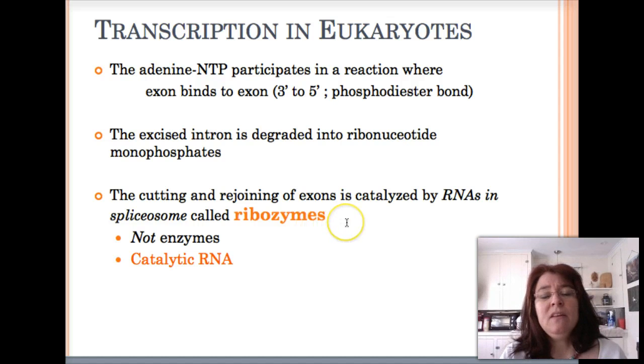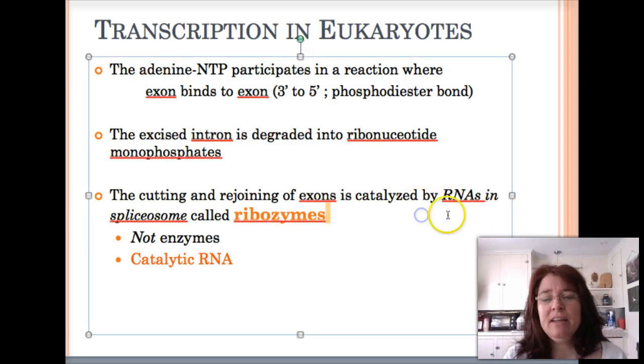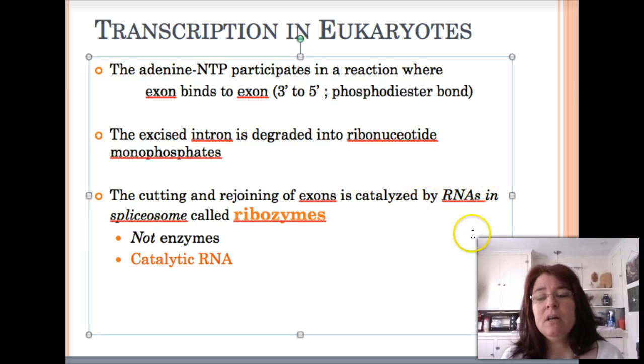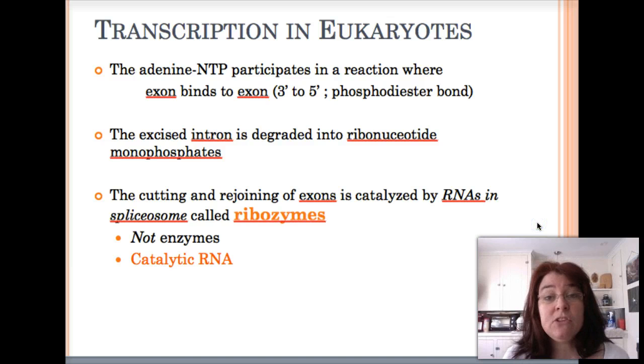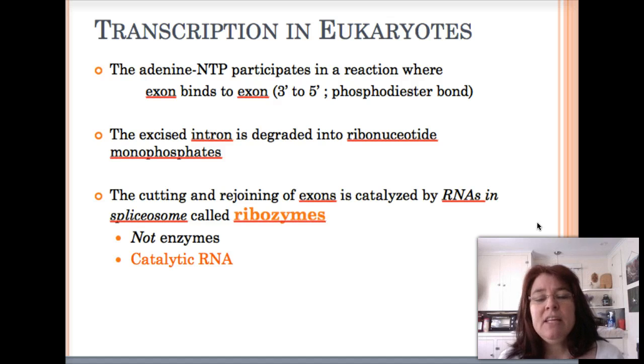Now, within the spliceosome, we have to have some catalytic activity because we're building, ultimately, a covalent bond between the two exons. So the cutting and joining of these exons is catalyzed by an enzymatic or catalytic region in the spliceosome, and that region is where the RNA is located. Remember, the spliceosome contains SNRPs, and the SNRPs are composed of both proteins and RNAs. And these are very special RNAs called ribozymes.